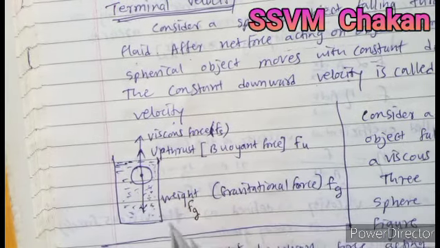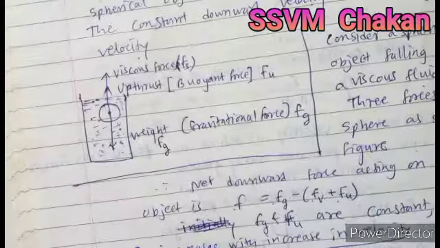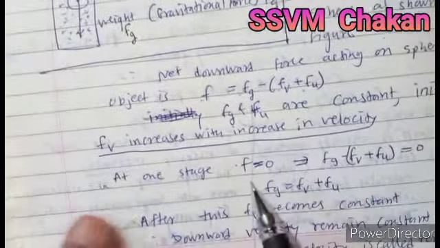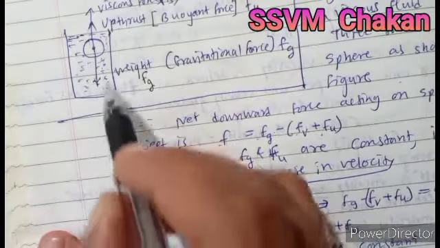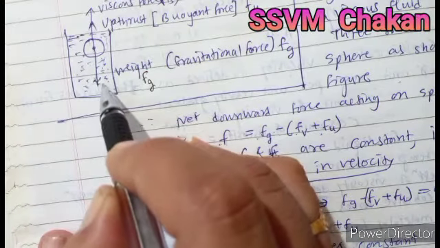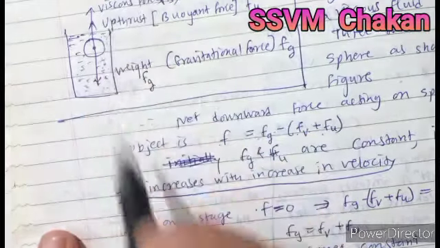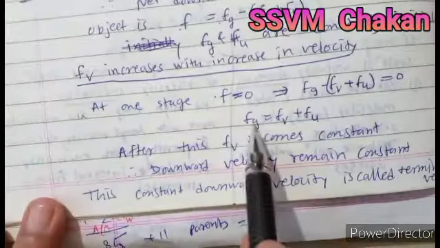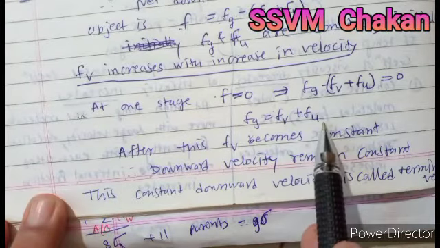पण ज्यावेळेला हा कॉन्स्टंट वेलॉसिटी अटेंड करतो त्यावेळेला नेट फोर्सची किंमत म्हणजे एफची किंमत तुमची 0 होते. एफची किंमत 0 होते म्हणजेच हा जो खाली लागणारा फोर्स एफ जी आणि हे वर लागणारे 2 फोर्स, या दोघांची किंमत सारखी होते. तेच तिथं आपण लिहिलं आहे, एफ जी इज इक्वल टू एफ व्ही प्लस एफ यू.